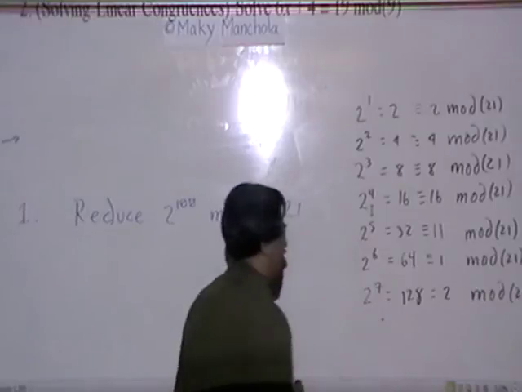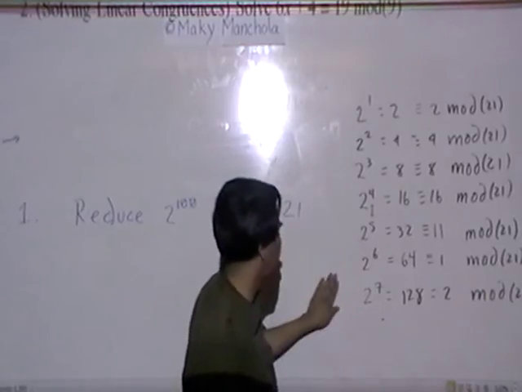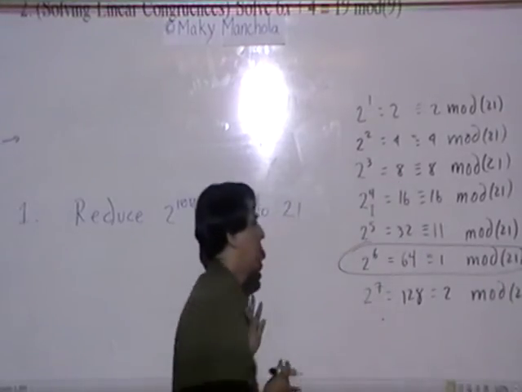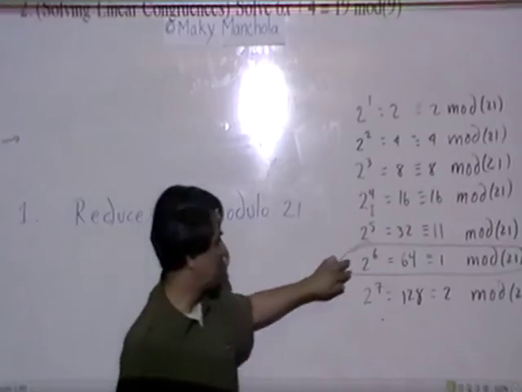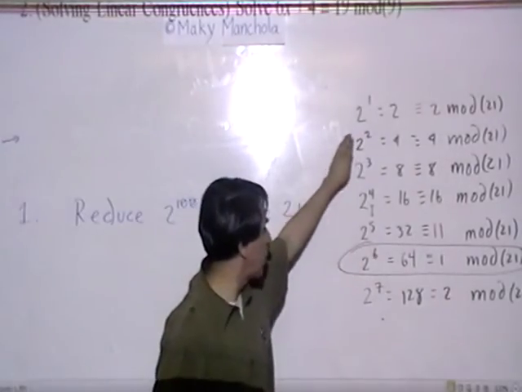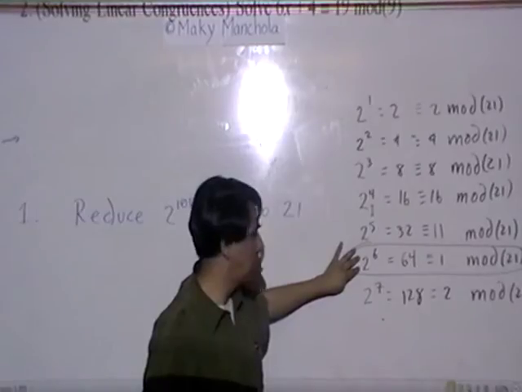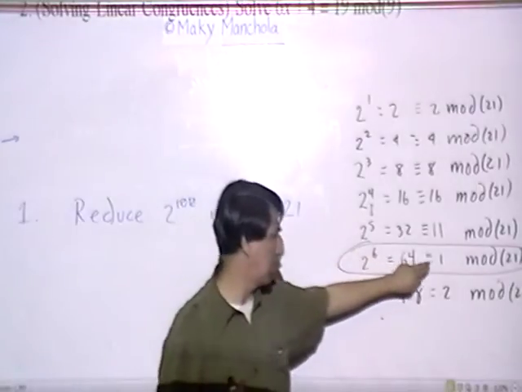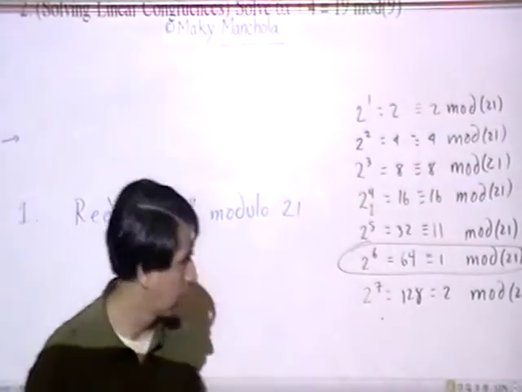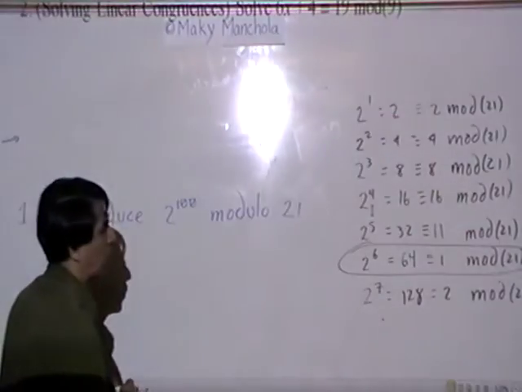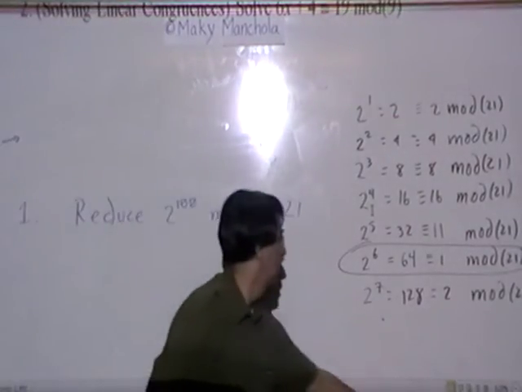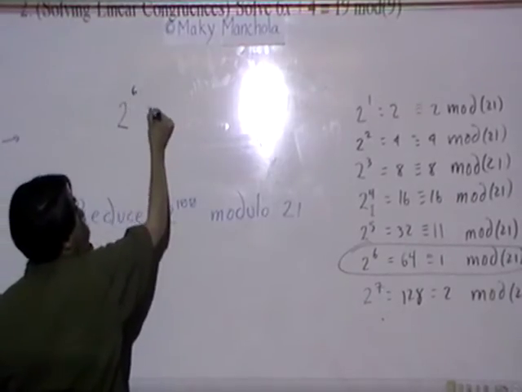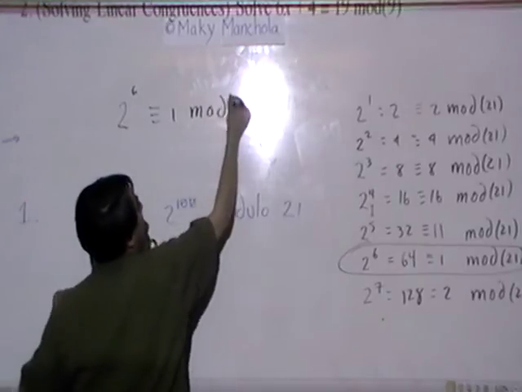Let's take a look at this. These are the first few positive powers of 2. Let's notice that 2 to the 6 is actually an interesting one, because this is the first positive power of 2 that yields the least possible remainder when dividing a power of 2 by 21. The least possible remainder will be 1. So let's begin with that. You have 2 to the 6 is congruent to 1 mod 21.